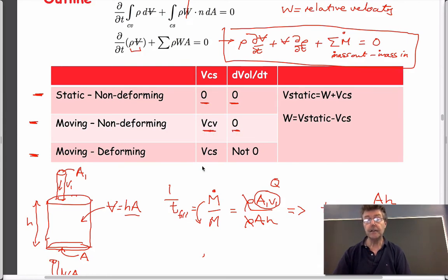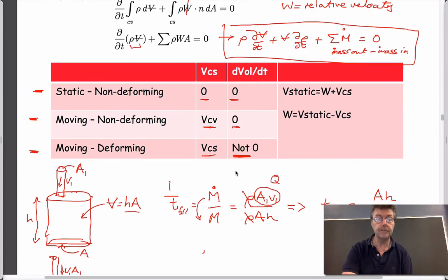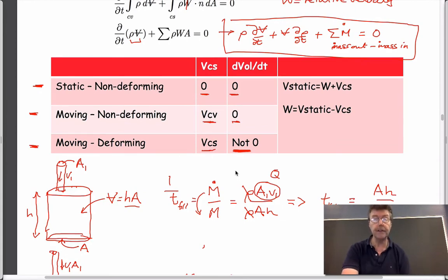And the case where we have a deforming and moving case, then the control surface moves with the top of the fluid, depending on where you take your reference point, and the volume change of the control volume is not 0 because it's getting larger with time. And so that's how we deal with changing frames of reference. And so we'll leave it there for now.